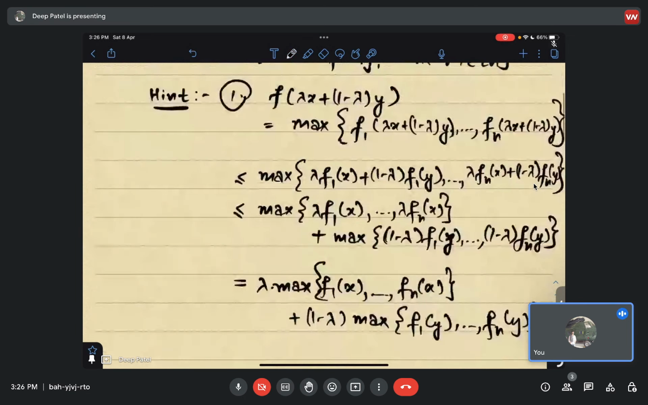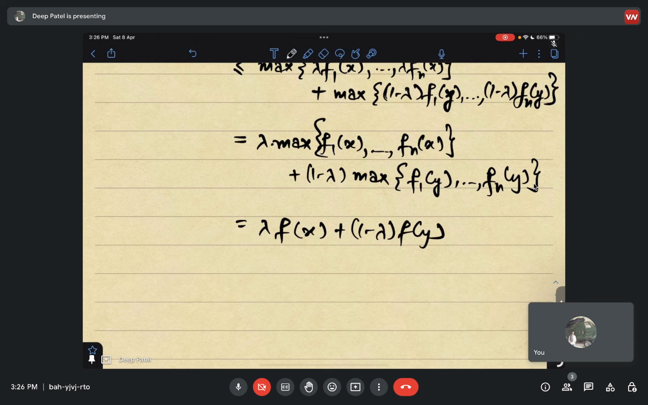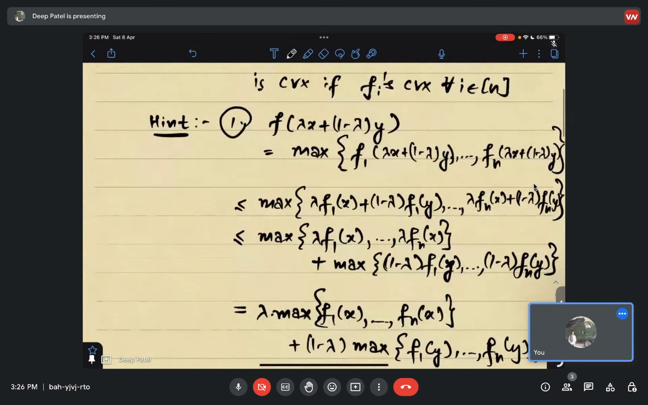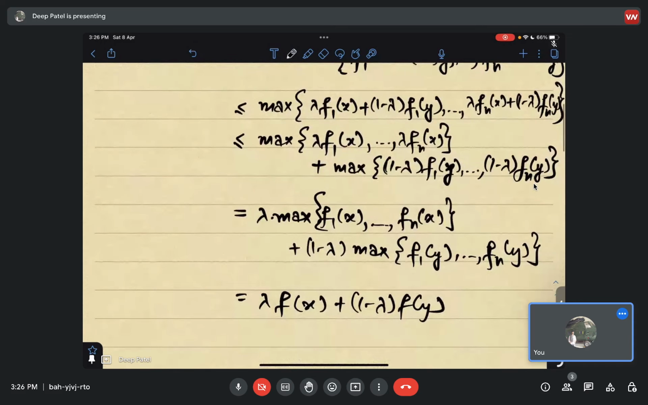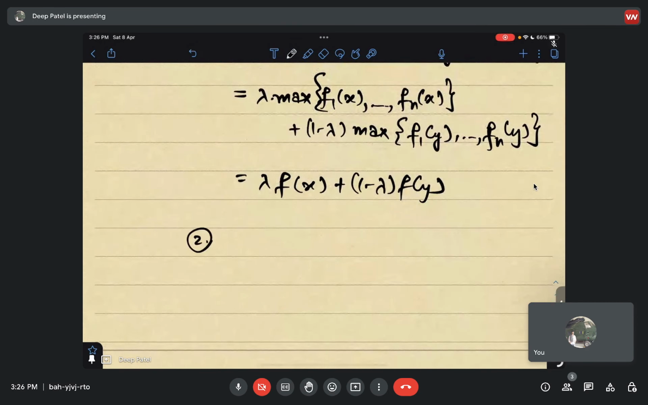Okay, so this by definition is what? Lambda f of x plus 1 minus lambda f of y, right? So you can similarly prove it. Am I audible? Yes. Okay, so this is one way of doing it.